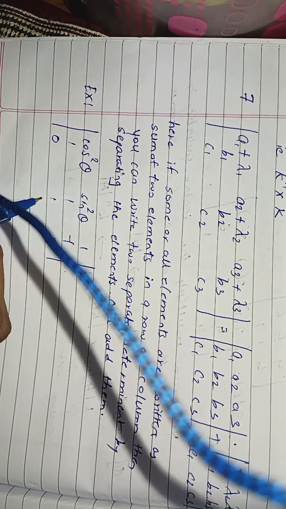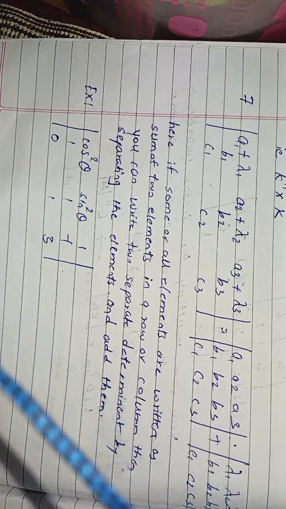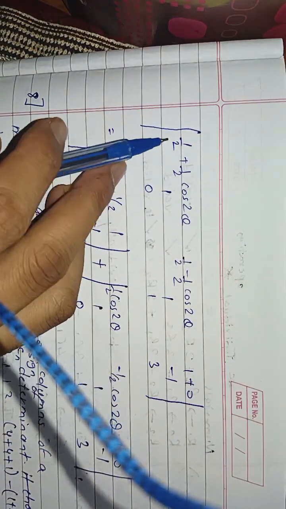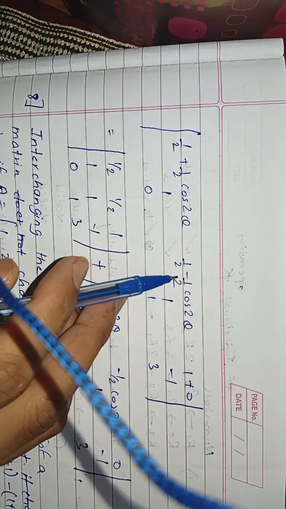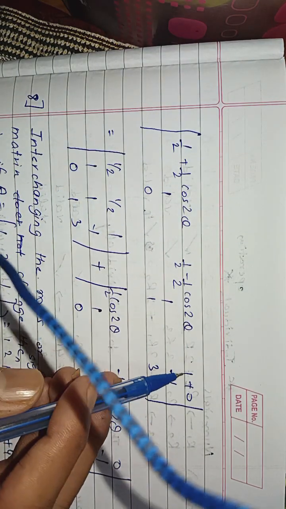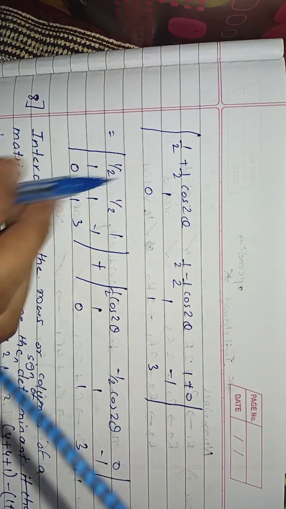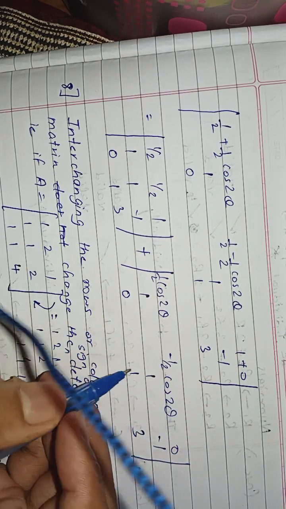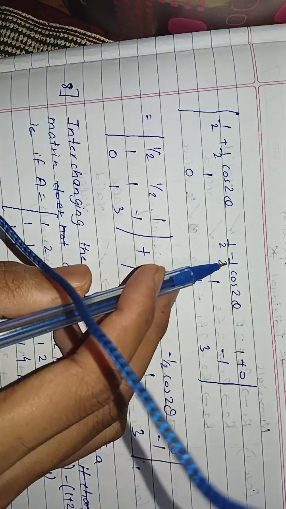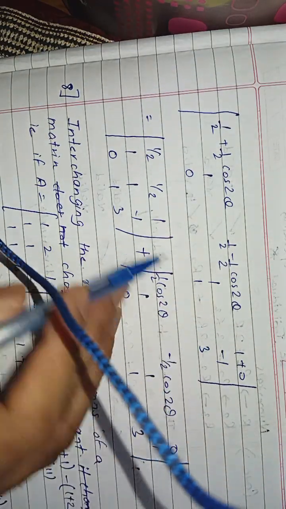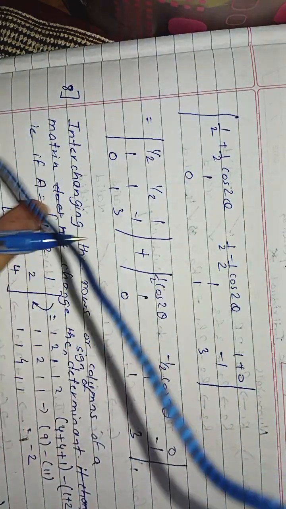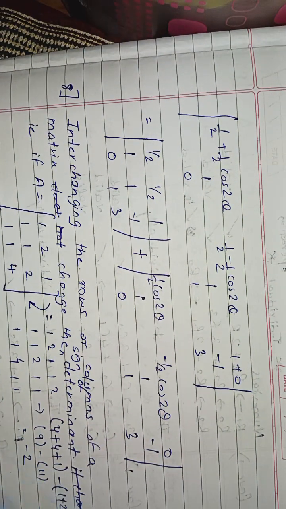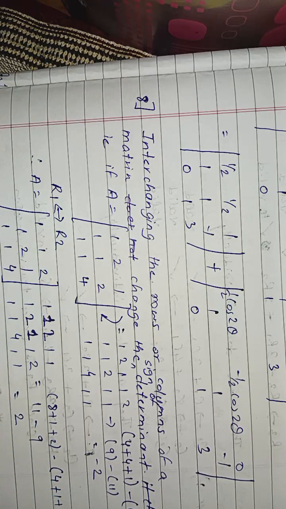Here, a matrix is given. For cos square theta, I can write 1 by 2 plus 1 by 2 cos 2 theta. For this 1, I can write 1 plus 0. Here I separated 1 by 2 and 1 by 2 cos 2 theta. See here also, 1 by 2 I wrote here, minus 1 by 2 cos 2 theta, 1 I wrote here, 0 here. So you can separate these elements and add the determinants, and the value will be the same as if you do Laplace expansion.